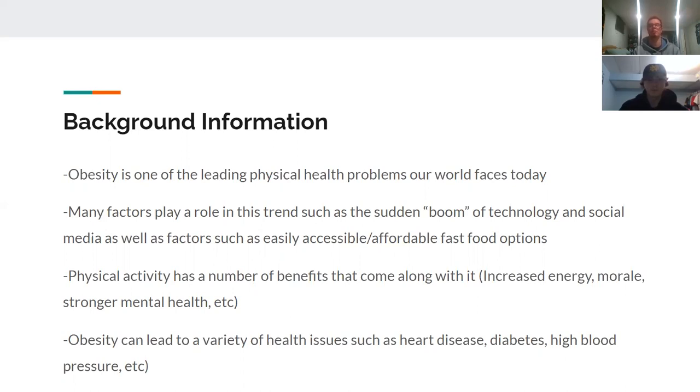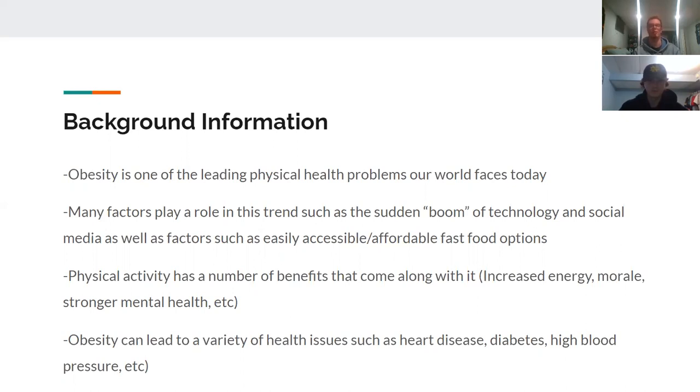Physical activity has a number of benefits that come along with it, which are very important, such as increased energy, increased morale, stronger mental health, and a whole lot more. And this is extremely important to teach our kids at a young age so they can navigate their lives accordingly and live better lives overall and have a better quality of life.